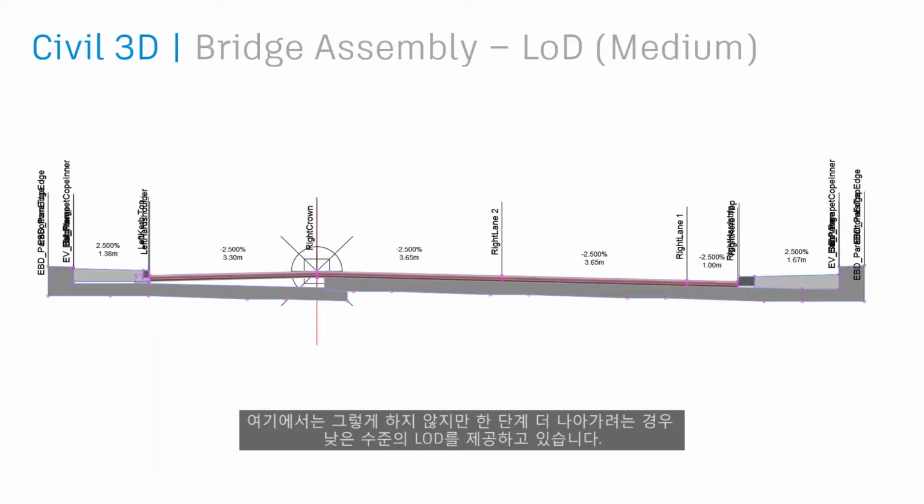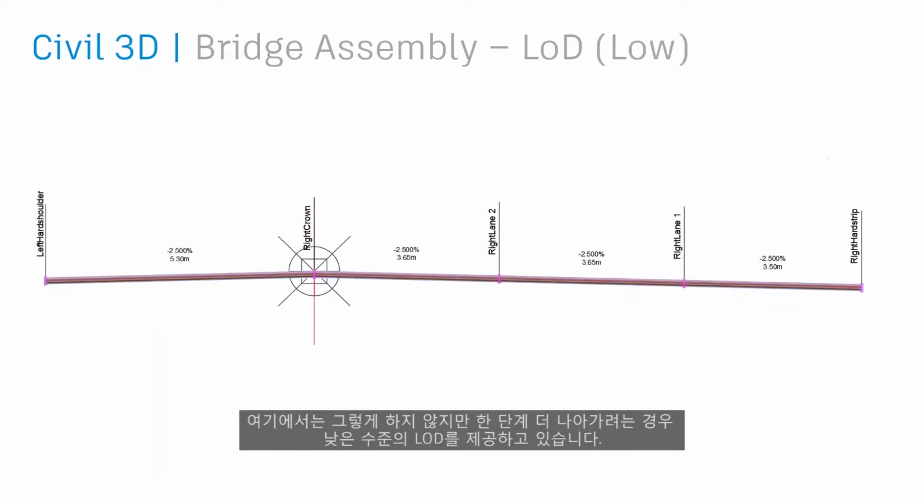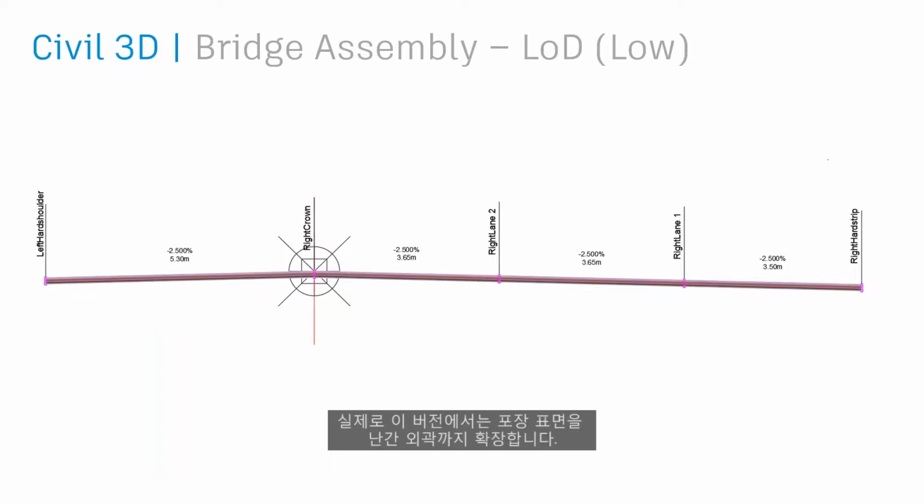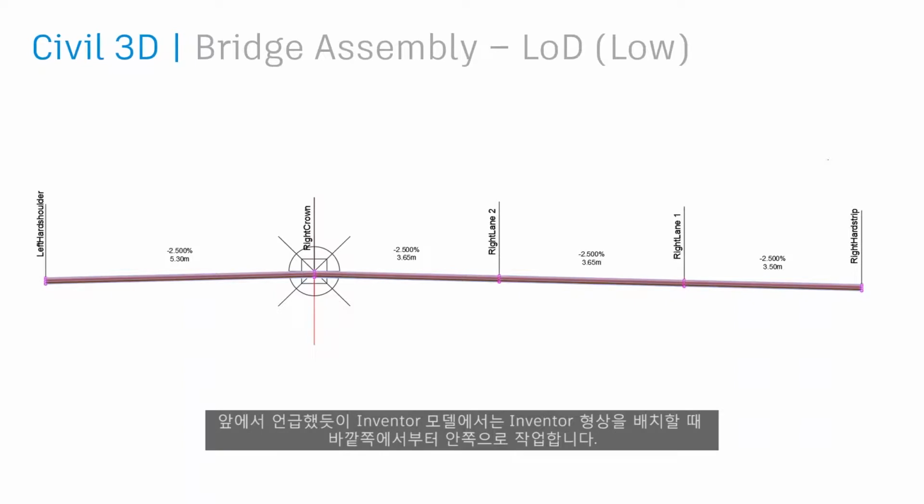But if we want to go even one step further, and we're not doing it in this example, we're actually providing a low level of detail, we only really need to model the basic shape of the bridge with just the top surface. So note this, in this version, we are actually extending our pavement surface to cover the outer extent of the parapet, because our Inventor model, as I've mentioned before, works from the outside inwards when placing the Inventor geometry.